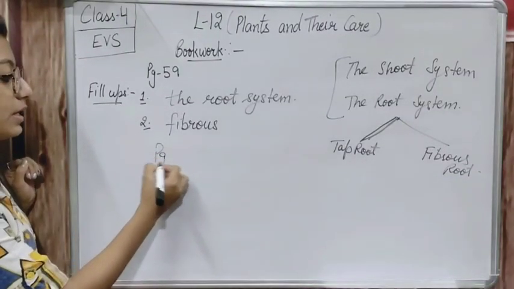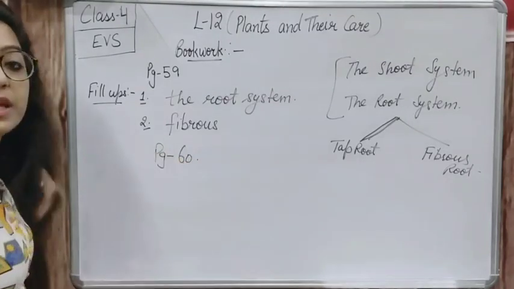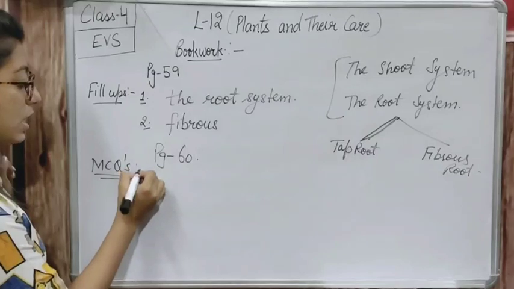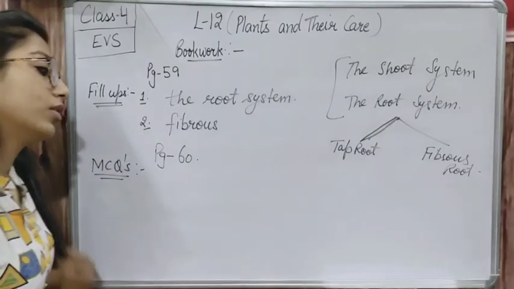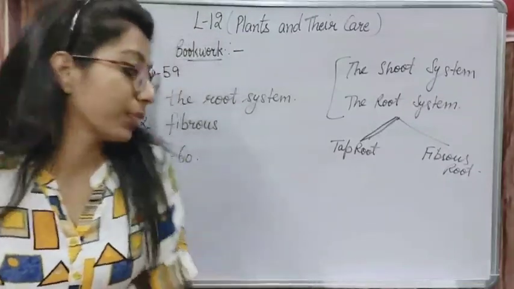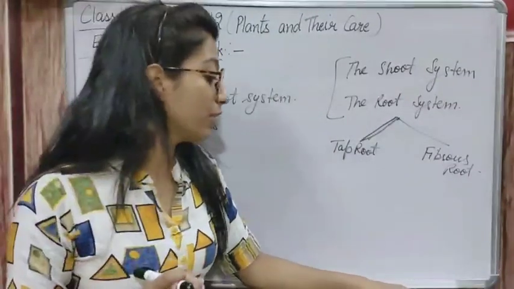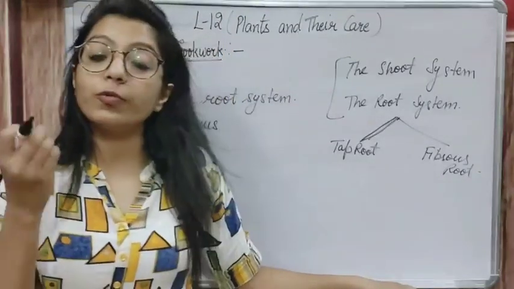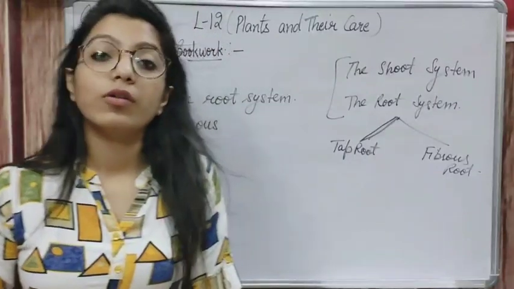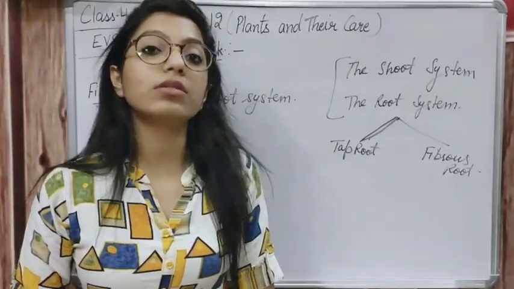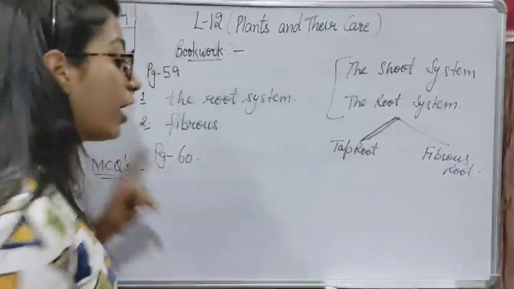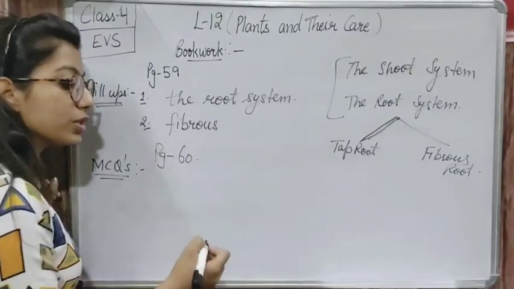Then after this, open page number 60. On page number 60, MCQs are given. The first MCQ is: the part of plant which produces fruit and seed is. Jo fruit aur seed ko produce karta hai, that part is known as flower, leaf or root. Which part produces seeds and fruit? Yes, flower. Flower is the main and beautiful part of the plant, which produces fruit and seeds.